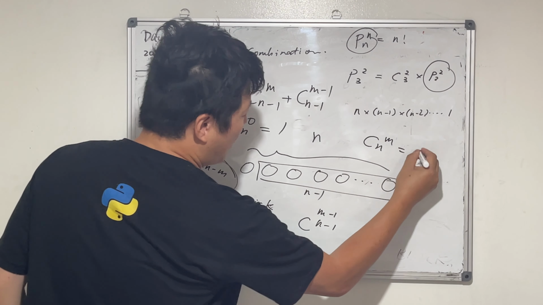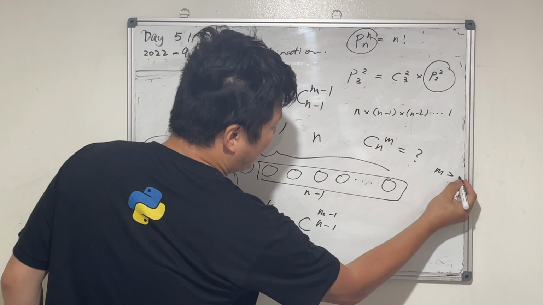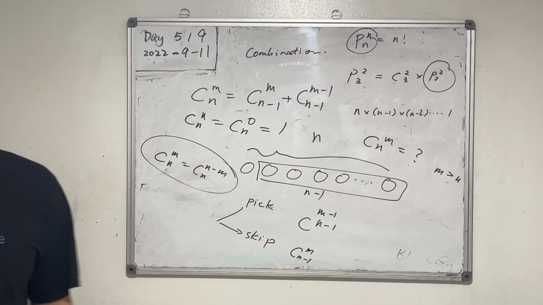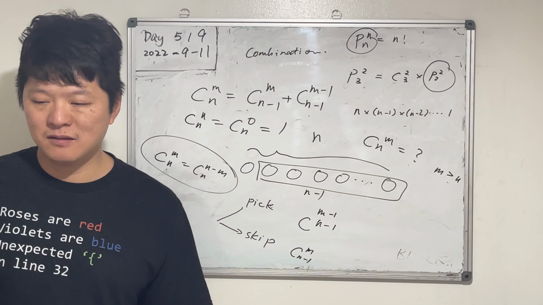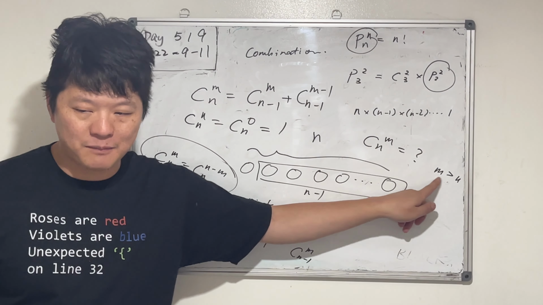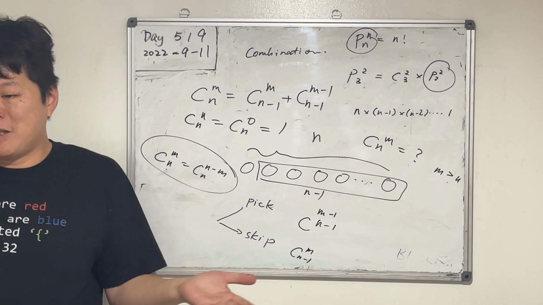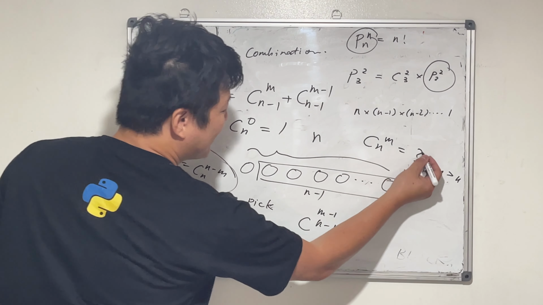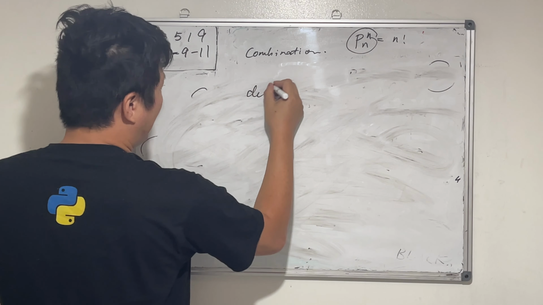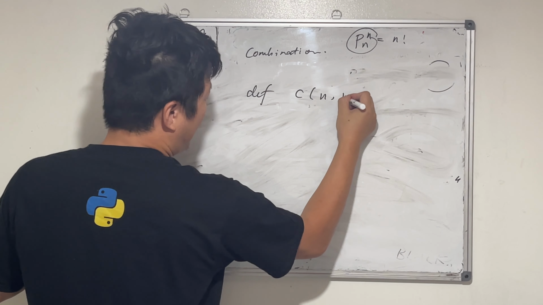Cnm equals what if m is bigger than n? There are 3 apples. I want to pick 100 apples. How many ways? What should I put here? When m is bigger than n, what's the answer? 0. Well done. Because it's impossible, right? Okay.